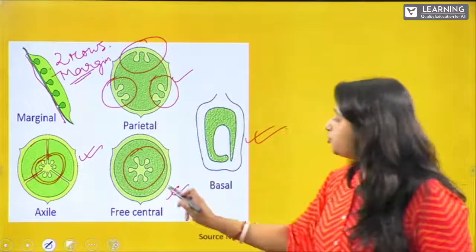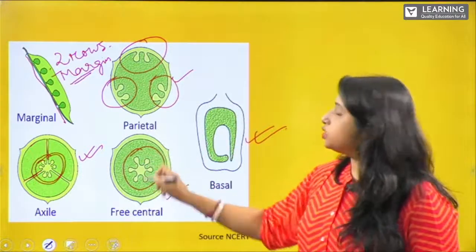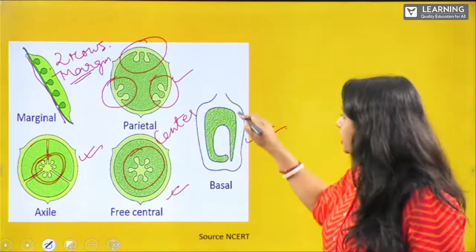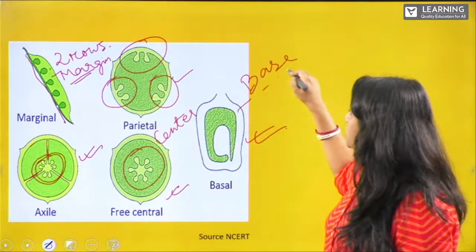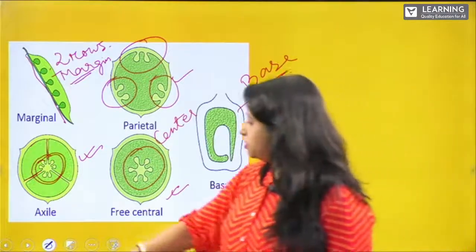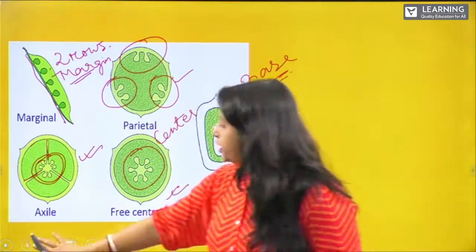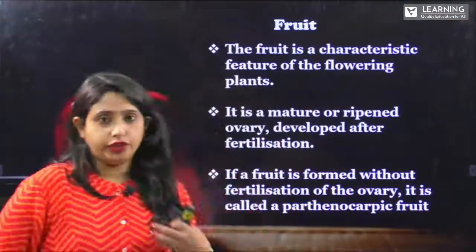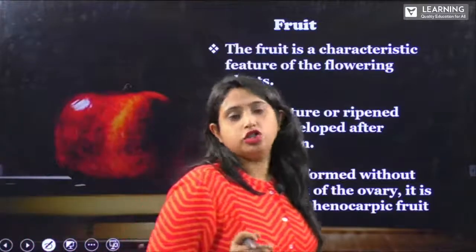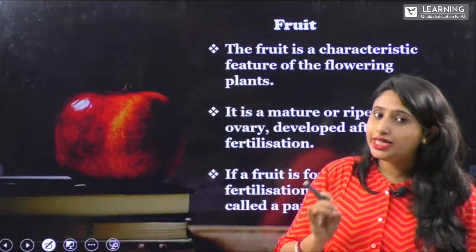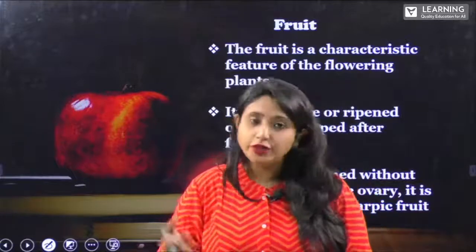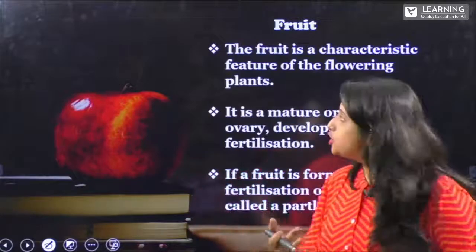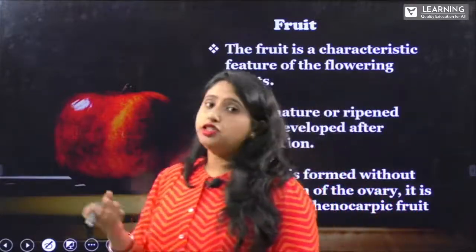And the next one is your free central. That is how the ovules are arranged in the center. And this is at the base, the ovules are arranged at the base. That is your basal. So these are the various arrangements of your ovules inside the ovary. So far we have learned about placentation, and we have seen the various types of placentation. Is that clear? Now let us move on to the next topic, that is your fruit.